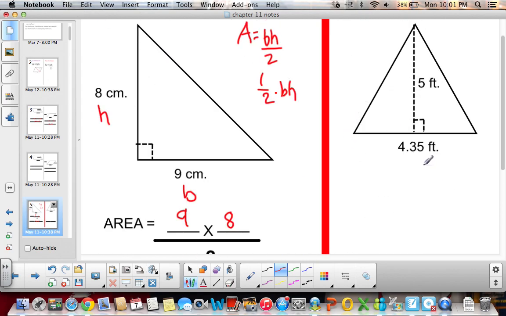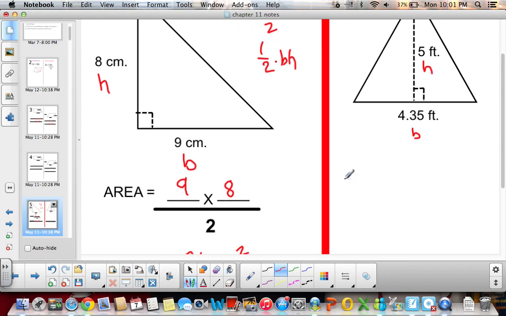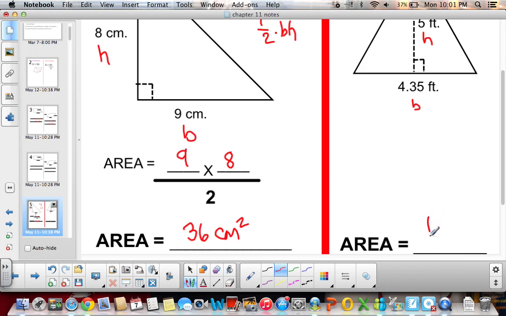And then for this triangle, this is our base, this is our height. So we take 4.35 times 5, which is 21.75. We divide it by 2, so we get 10.88. We'll round it to the nearest hundredth. 10.88 feet squared.